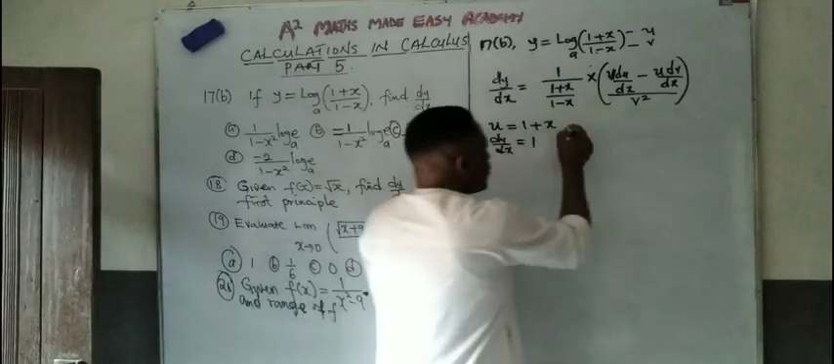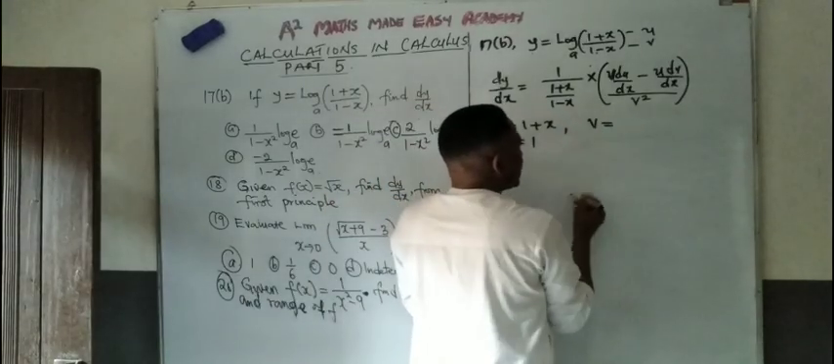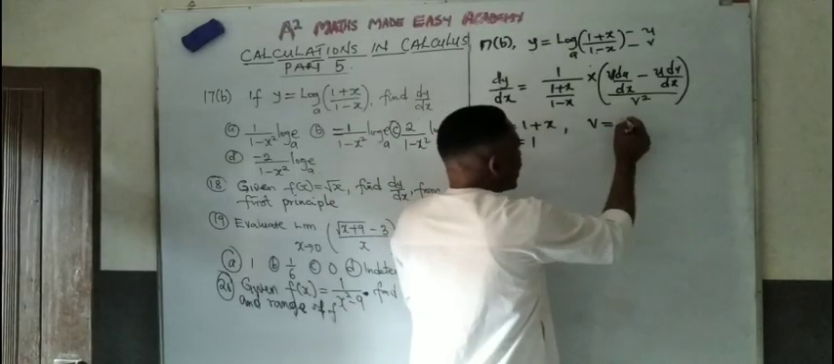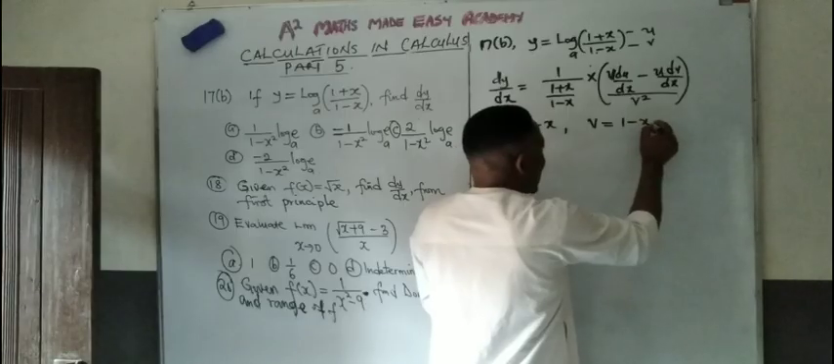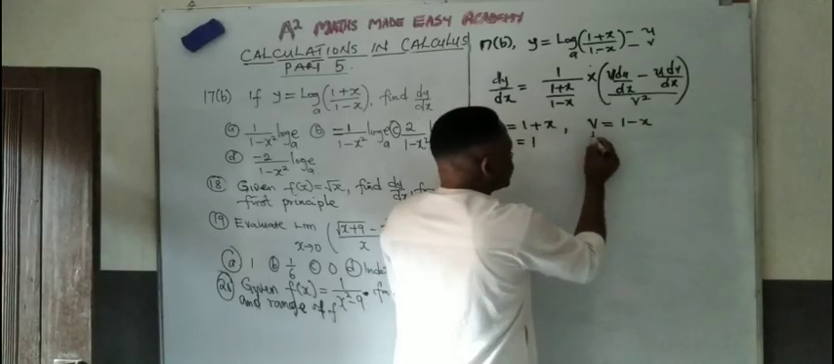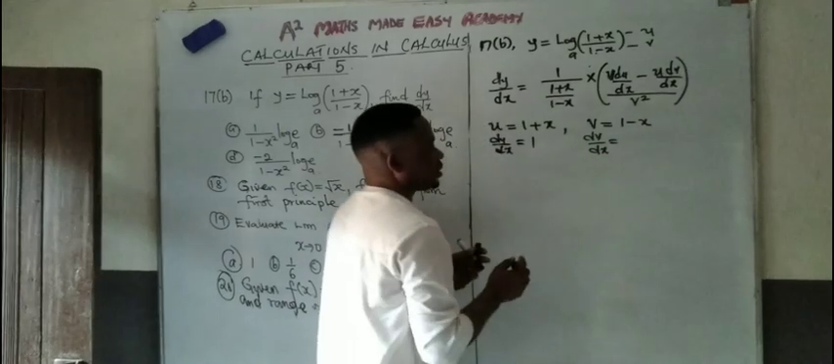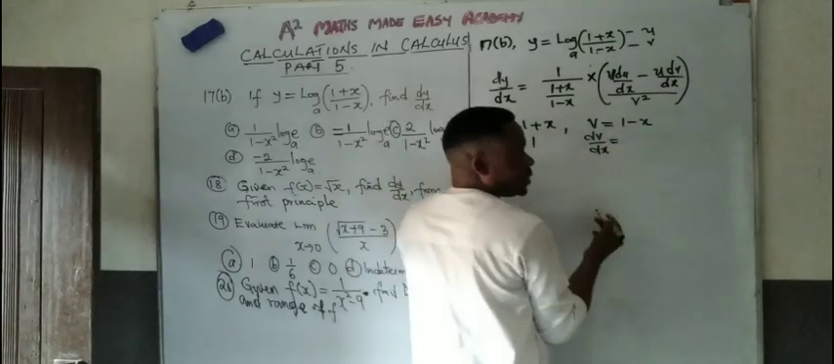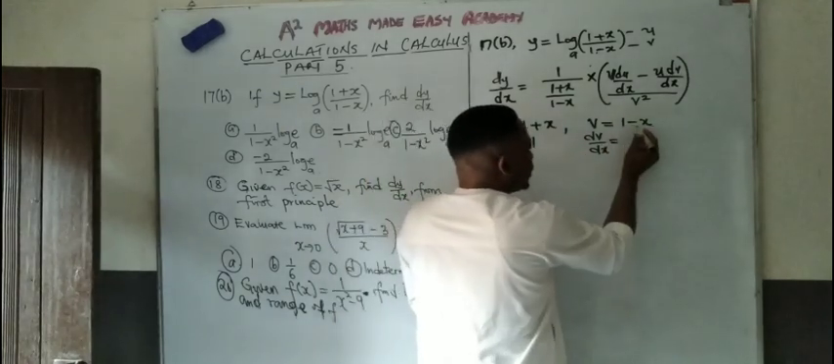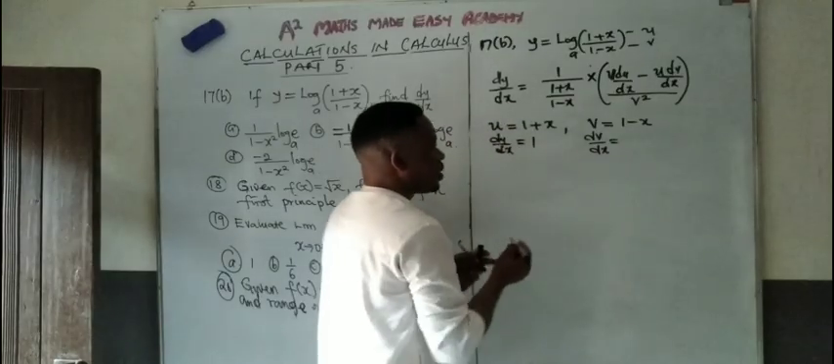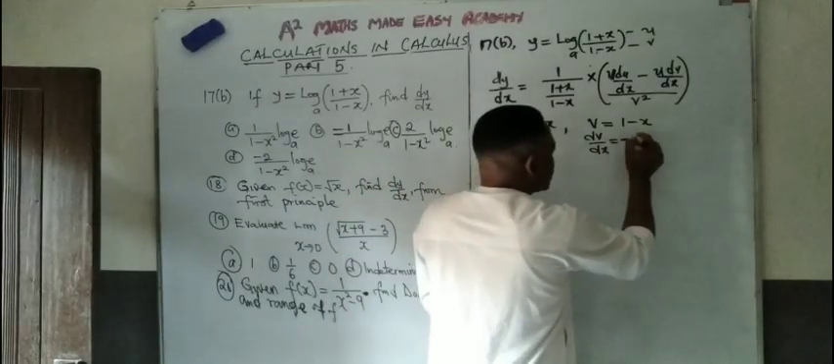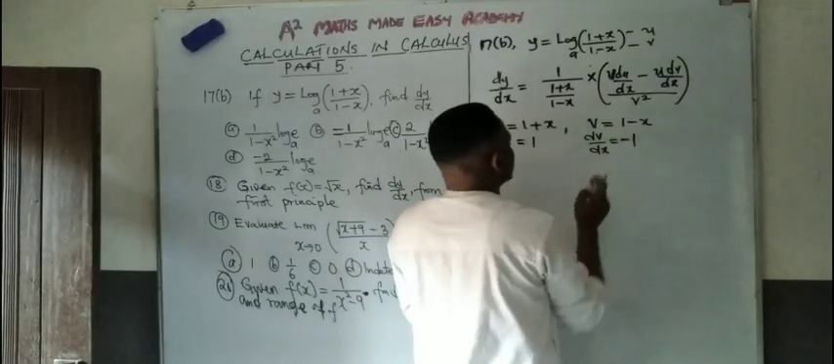It will give you 1. Then I move over again to v, right? I want to differentiate v. What's the value of v? 1 minus x. Are you with me? Then differentiate v. It will give you dv all over dx. Can we differentiate this? 1 is a constant. Throw it away. Then the next thing to differentiate is minus x. When you differentiate minus x, it will give you minus 1. Can we fix those things here now?